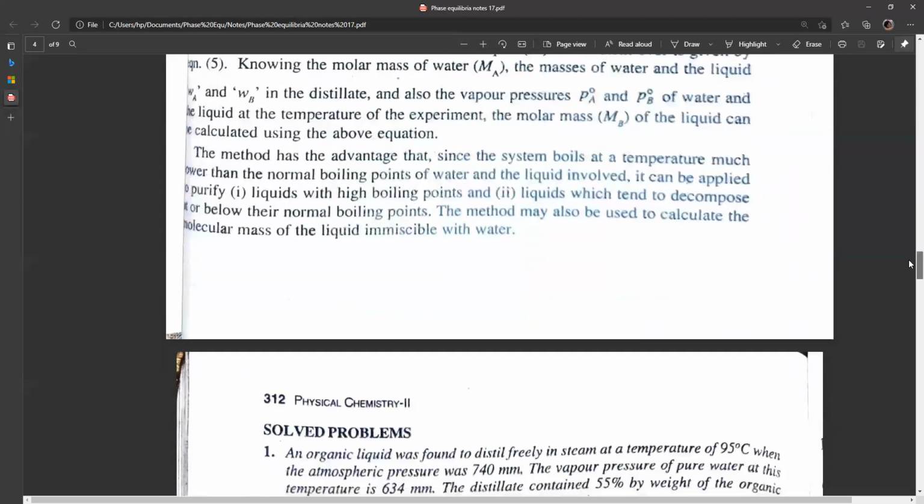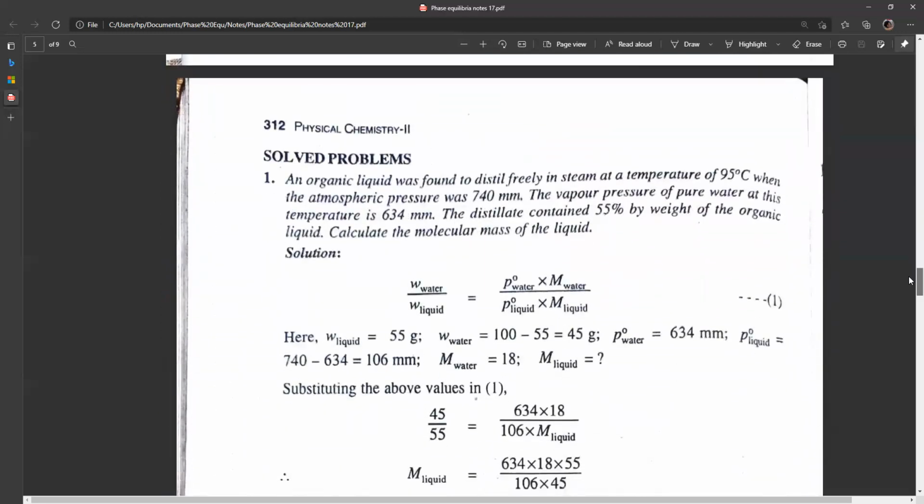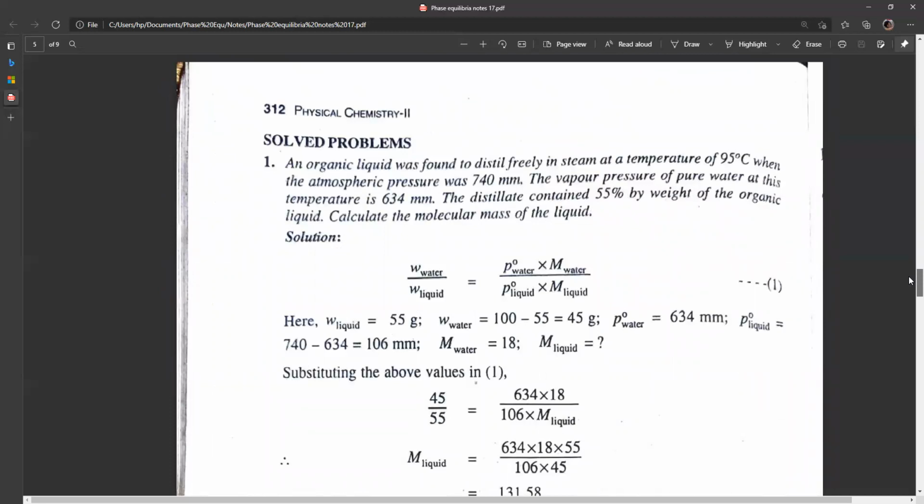Next is problems using this method. These are workout problems in Manjusha. An organic liquid is found to distill freely in steam at a temperature of 95 degrees centigrade when the atmospheric pressure was 740 millimeter, and the vapor pressure of pure water at this temperature is 634. So P0A and P0B are given. The distillate contains 55 percent by weight of organic liquid. Calculate the molecular mass of the liquid.